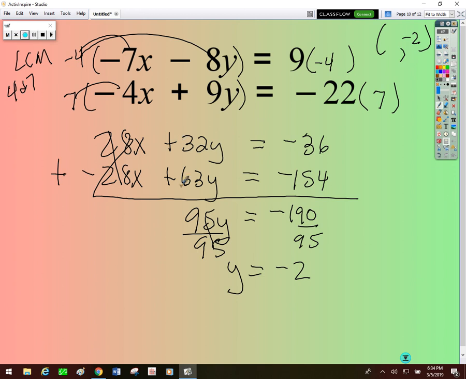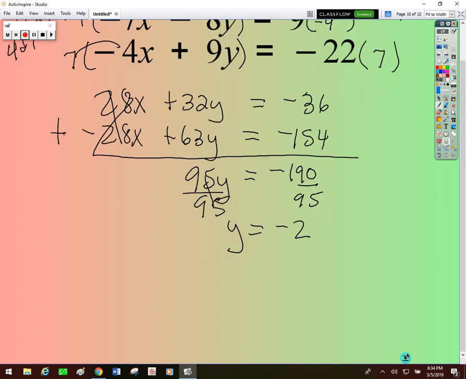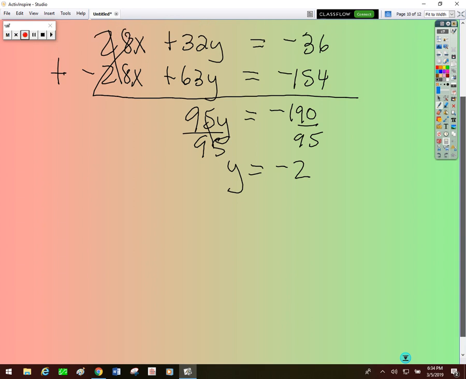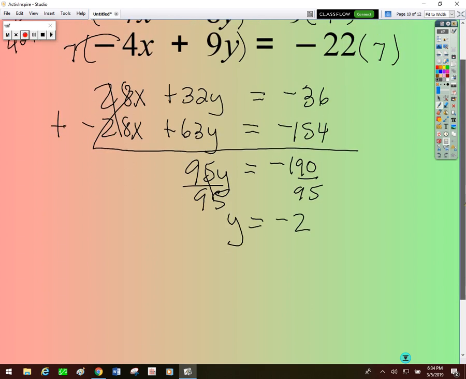Remember, we can't use one of these. We've got to use one of our original equations, right? So last time we used the top one. This time let's just use the bottom one. All right, so a little too far. Sorry. So let's use the bottom one.